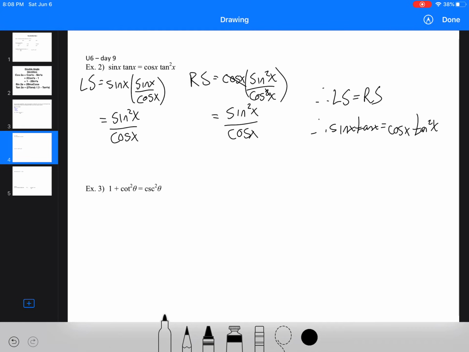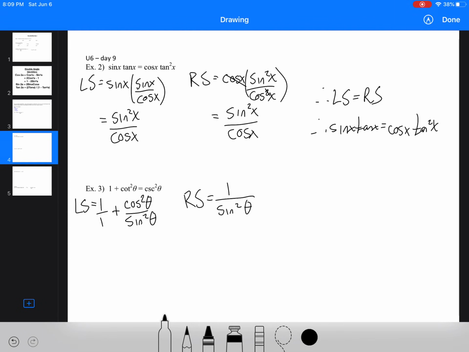Okay, let's keep going. Quickly on this next one, I'm going to use my reciprocal identity to say that this is 1 over sine squared, because c and an s have to go together. So I know that cosecant is 1 over sine. Then I'm going to look at my left side, and I'm going to have 1 over 1 plus cotangent is the opposite of tangent. If tangent is sine over cos, cotangent is going to be cos over sine.